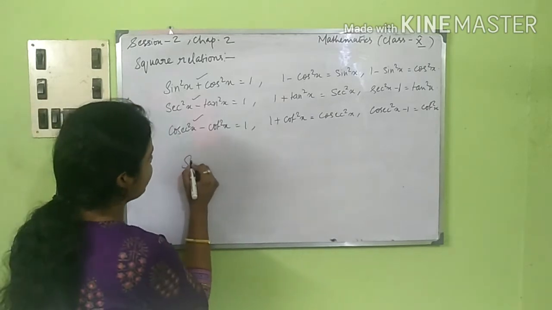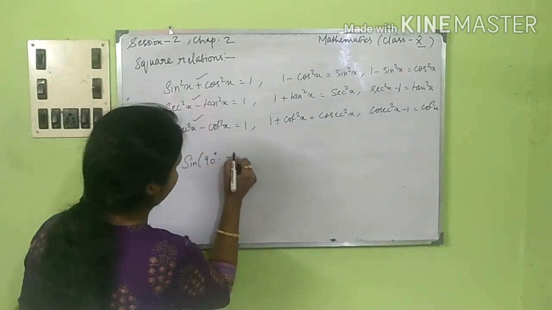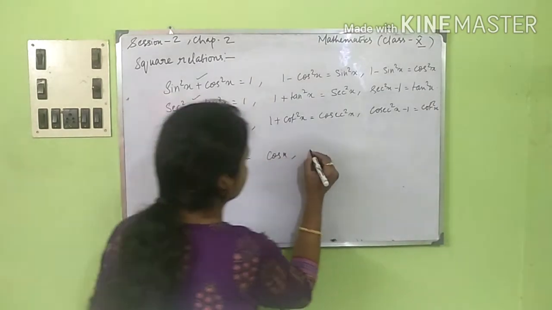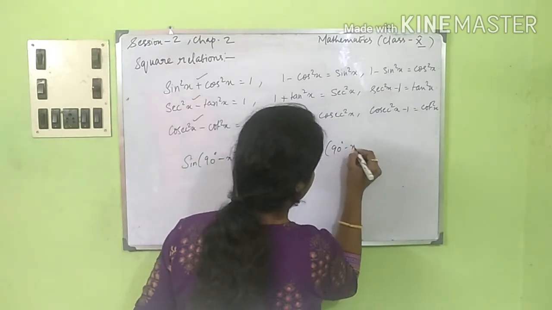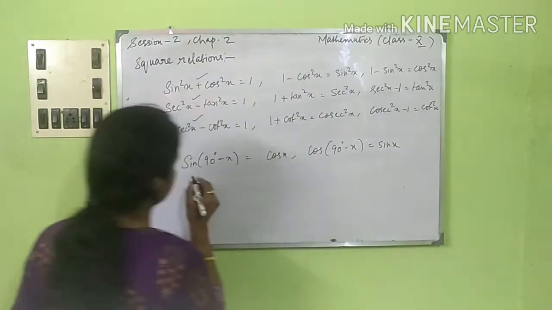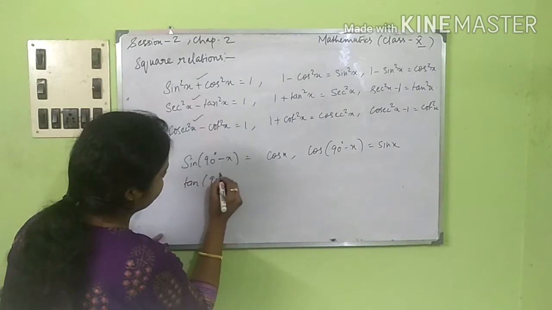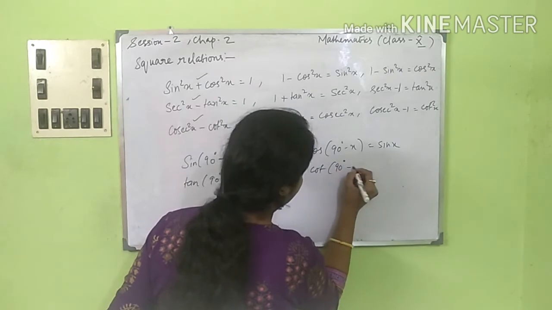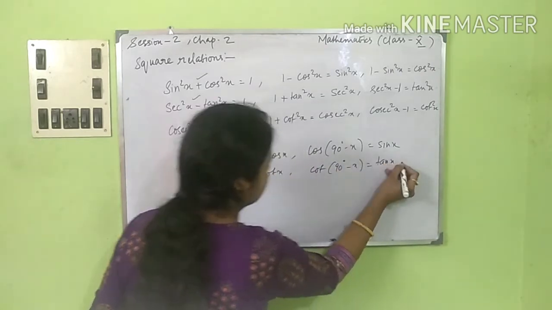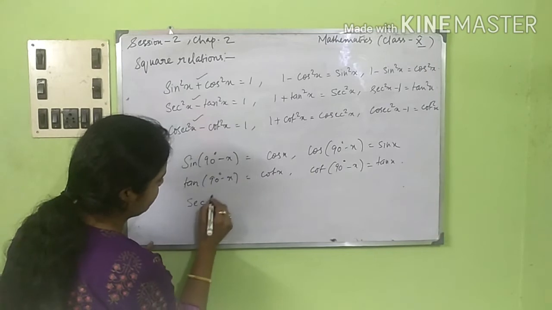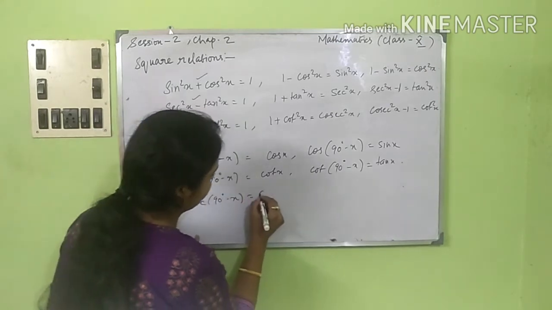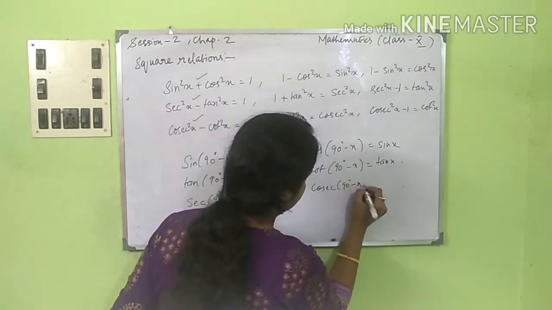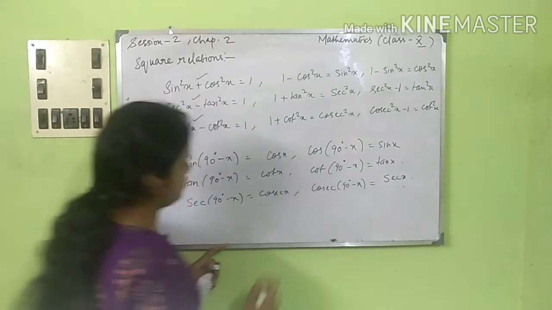That is sin(90° − x) = cos x, and cos(90° − x) = sin x. Again tan(90° − x) = cot x, cot(90° − x) = tan x, and sec(90° − x) = cosec x, cosec(90° − x) = sec x.